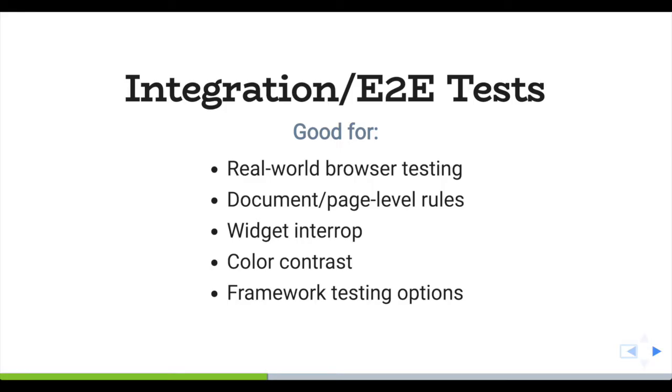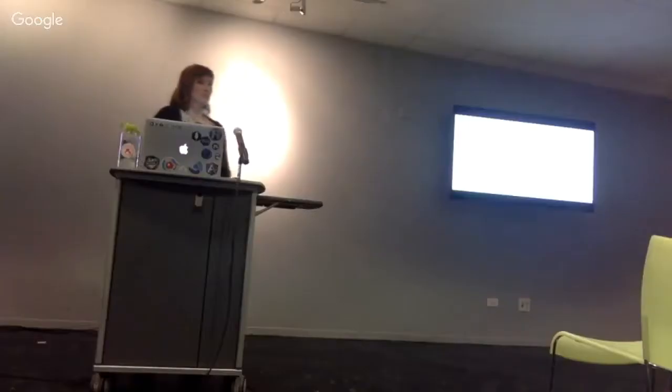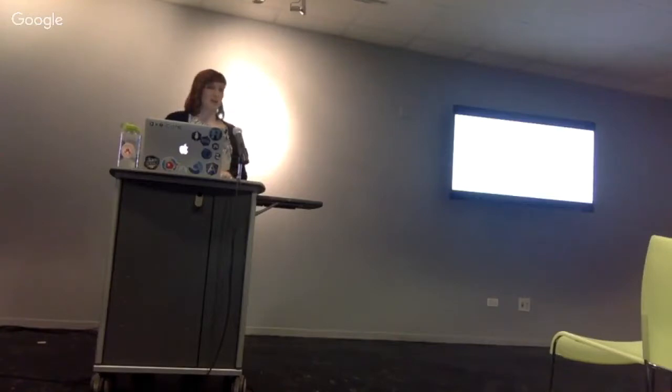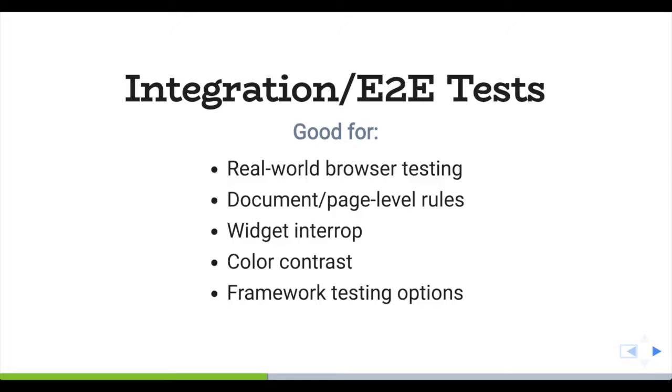We can use this environment in the real browser to test color contrast a lot more reliably. We need CSS to be there. We need the browser layout to happen. And we need real DOM APIs to actually test for color. And then lastly, I've seen integration or end-to-end tests with WebDriver be used because the site might be written with a JavaScript framework like Angular.